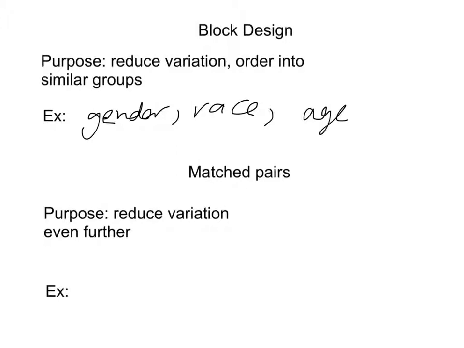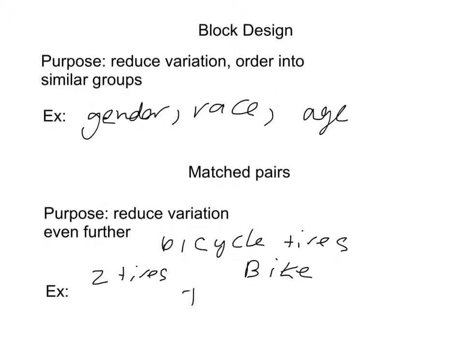And so let's say, for example, that you're doing an experiment with bicycle tires. For this, you would use a matched pairs design, and how you would do it is that each bike has 2 tires, so you would put one of each tire on each bike. So one bike would have tire 1 and tire 2.